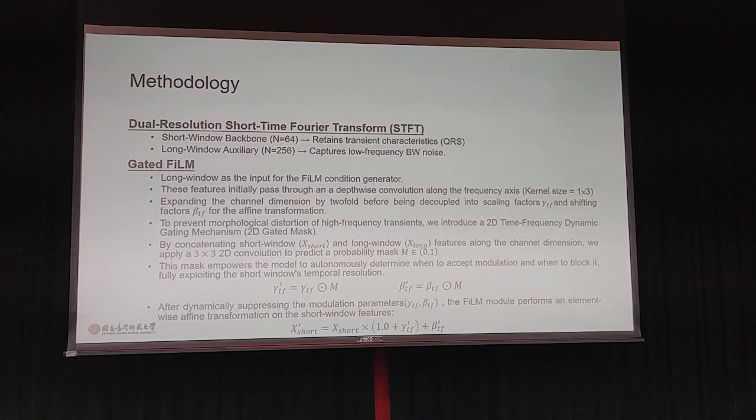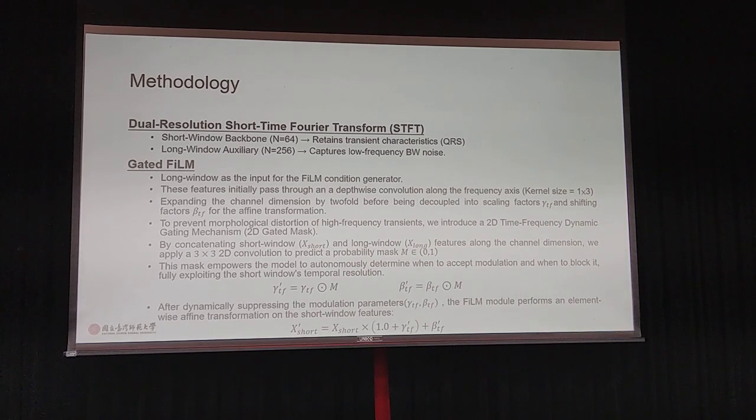As I mentioned, the long window feature acts as a condition generator. Therefore, we use a stepwise convolution along the frequency axis. The kernel size is 1+3. This smooths the frequency spectrum without introducing additional parameters. These features are then developed into the scaling factor gamma and the shifting factor beta. However, applying gamma and beta across the entire background can destroy the QRS complex.